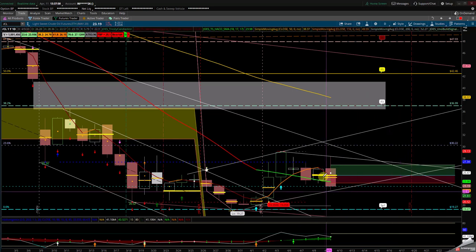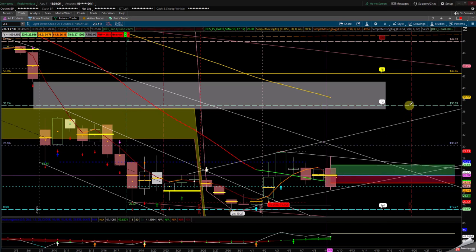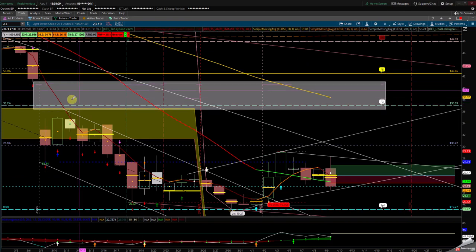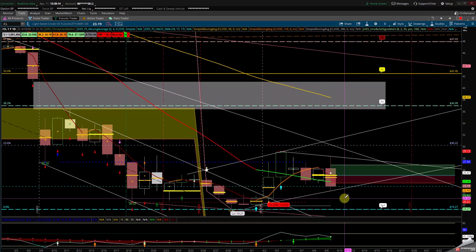Watch for next week if we fall down and create that H pattern, and if we stay above that 25.50 and we can clear that 27, 28 area and continue higher, we'll go back to this up channel and come back partially to fill this gap. So that's oil. Let's go back to ES.